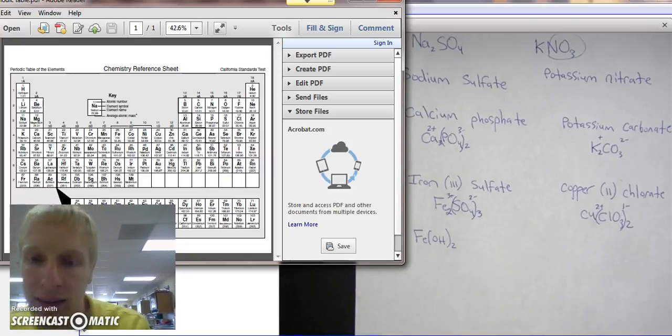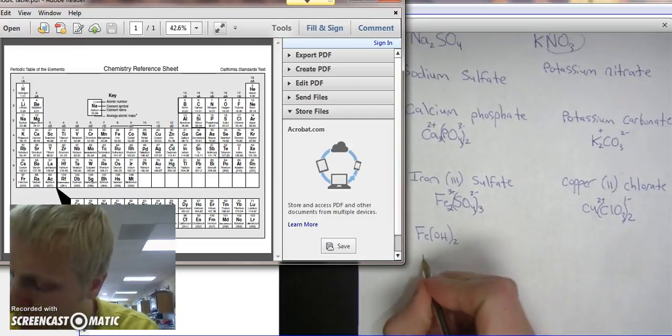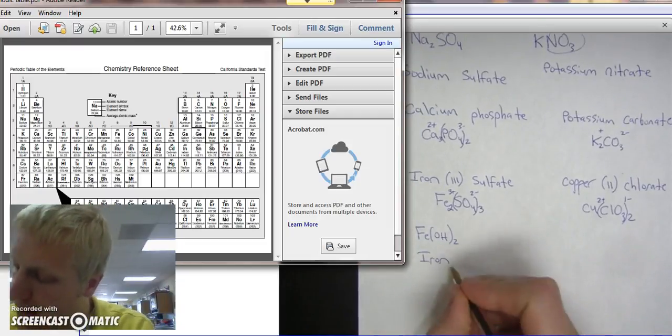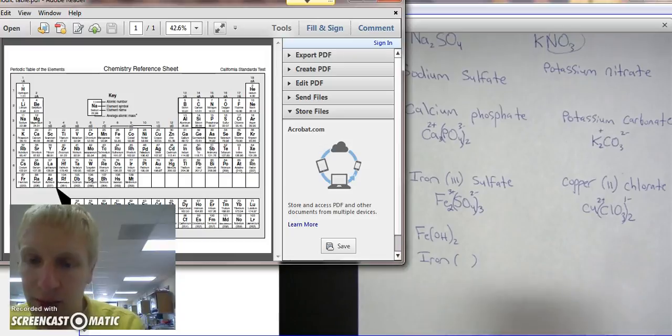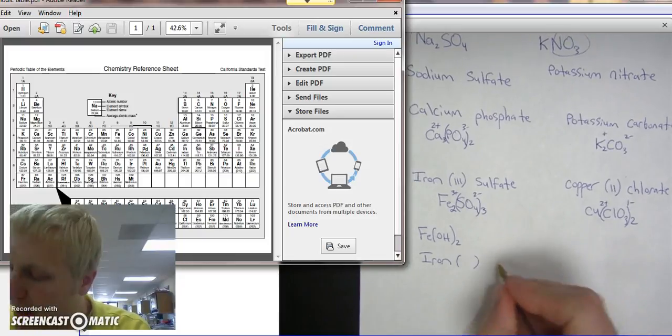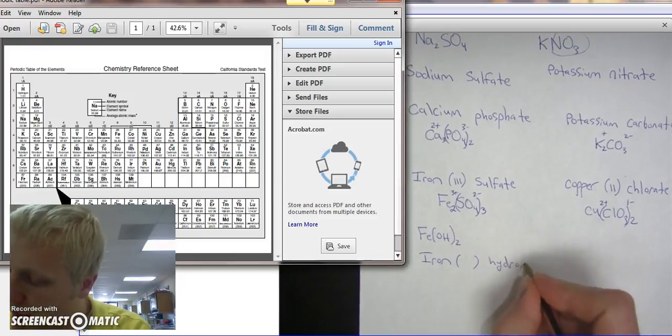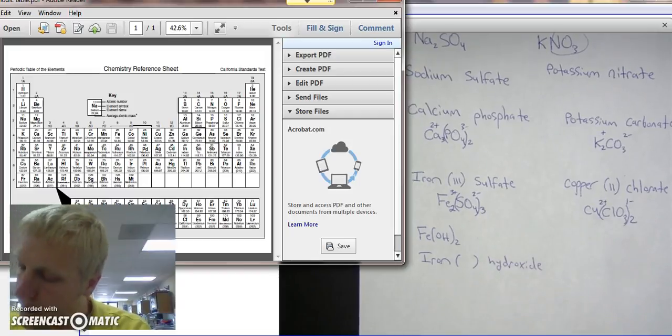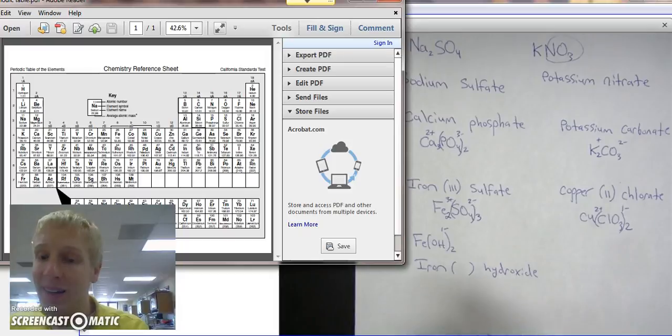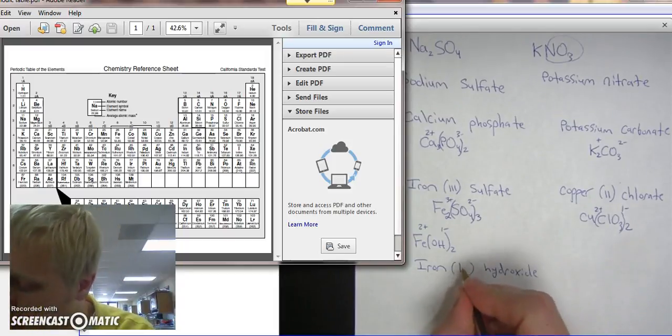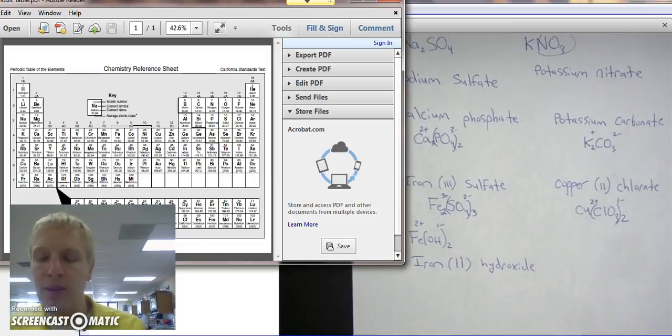We want to write the name of this guy. So we're going to write iron. And iron is a transition metal, so we need a Roman numeral. And OH is hydroxide, a polyatomic ion. We know OH is a 1 minus charge, but there's 2 of them, so it's 2 minus. Therefore, this iron needs to be 2 plus to balance it out. And we show that 2 plus through this Roman numeral.